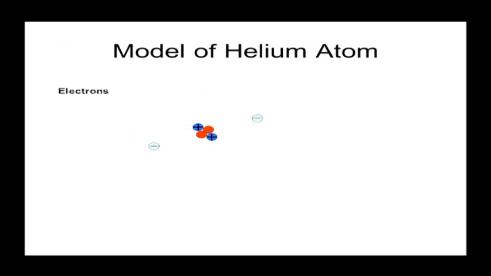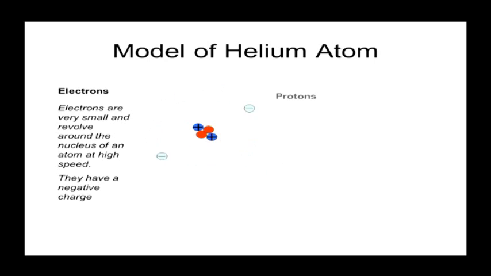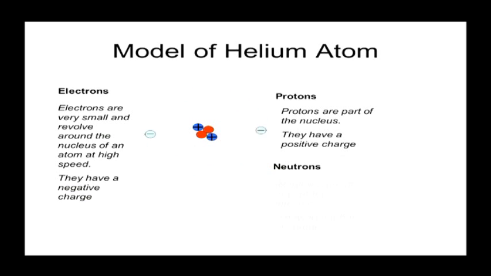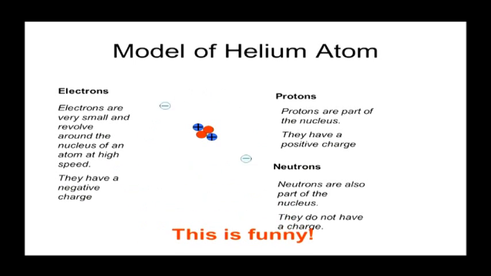So you need to know about, okay, here we've got the model of an atom. Electrons are very small and revolve around the nucleus of an atom at high speed. They have a negative charge. And you found this in your first week when you had a voltage across two ends of a wire, and current was pushed through. The electrons are on the surface of atoms, so the electrons were made to move along the conductor. Protons are part of the nucleus. They have a positive charge. Neutrons are also part of the nucleus. They do not have a charge. So now this is funny, going back to the previous joke.